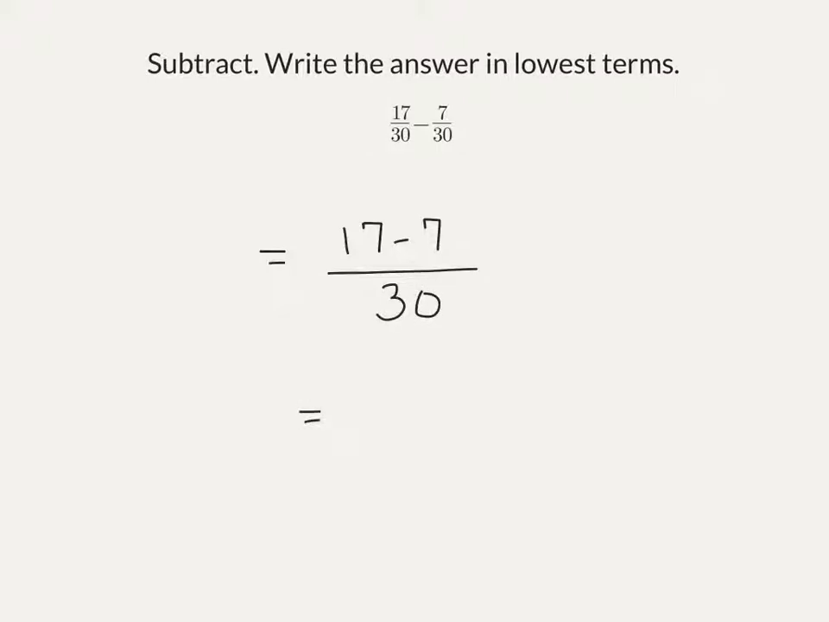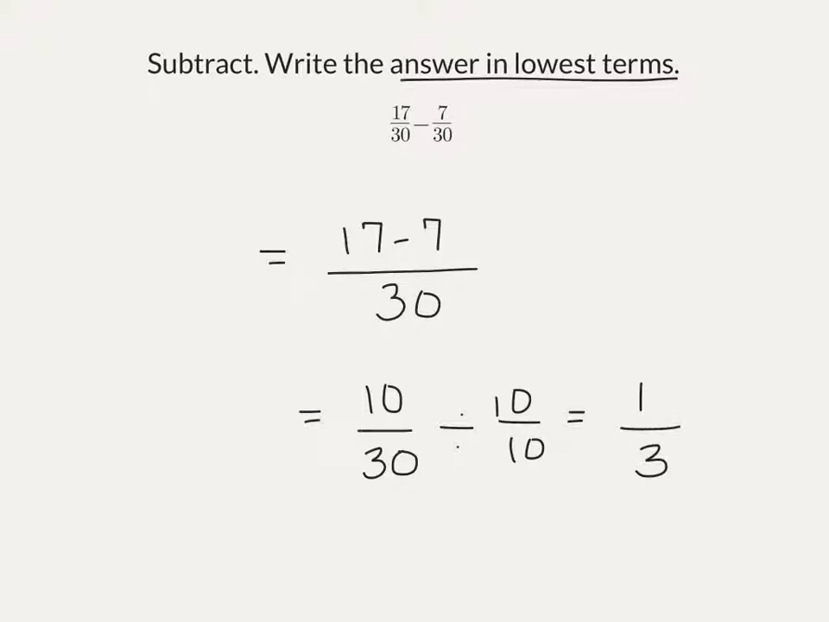So 17 minus 7 is 10, so my answer is 10 over 30. But we want to write the answer in lowest terms. So I want to reduce the fraction by dividing the top and bottom by a common factor. 10 and 30 are both divisible by 10, so we can divide 10 by 10, which is 1, and then 30 divided by 10 is 3. So my answer in lowest terms is 1/3.